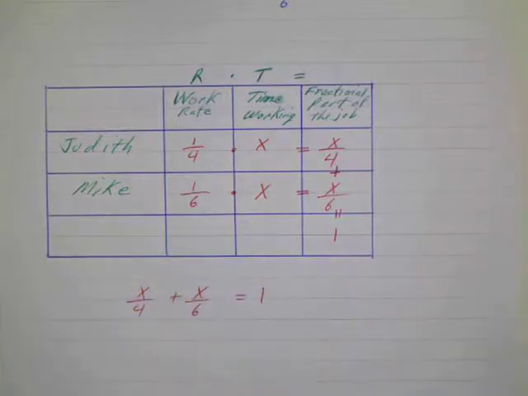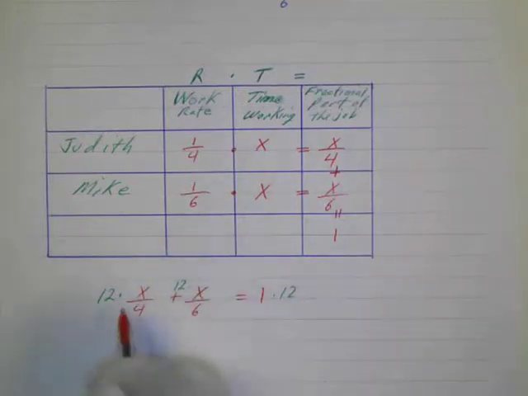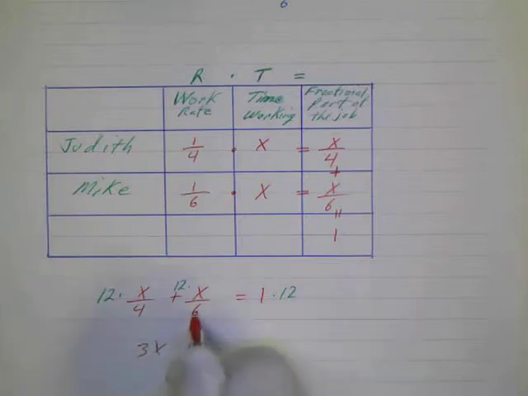Now we've got a fractional equation. We just multiply by the LCD. In this case, the least common denominator is 12, not 24, but 12. So you multiply every term by 12. 4 goes into 12 3 times, so now we have 3x. 6 goes into 12 twice, so we've got 2x, and that equals 12.